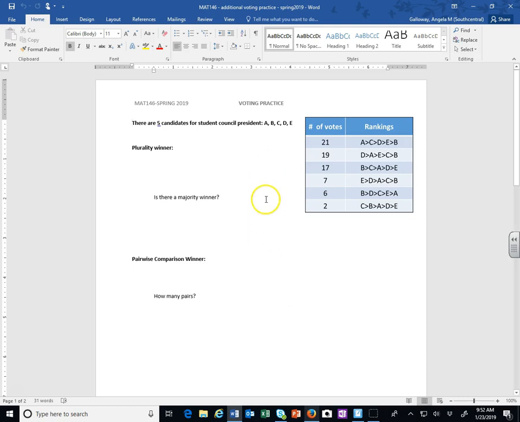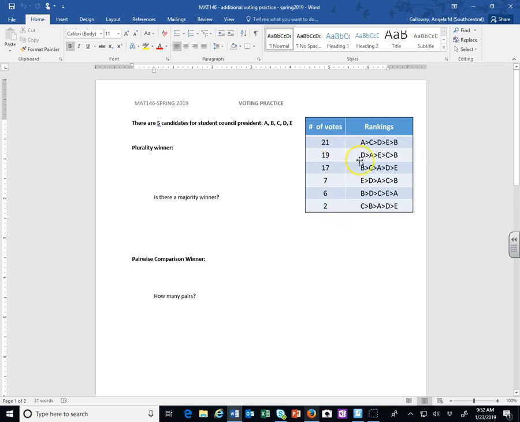So when you look at this, it says there are 5 candidates for Student Council President. They just happen to be A, B, C, D, and E. That makes it easy, right? And we're trying to find the winner for each of the different methods. So this is going to be our chart here where we have all the rankings and we have the number of votes.